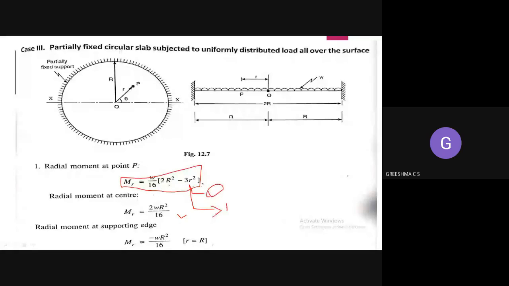Same method: you have to find out the moment at the center and also the moment at the edges. For the center, substitute small r is equal to 0, and for the edges, substitute small r is equal to big R. Same thing. So you will get this equation. You can write it down.